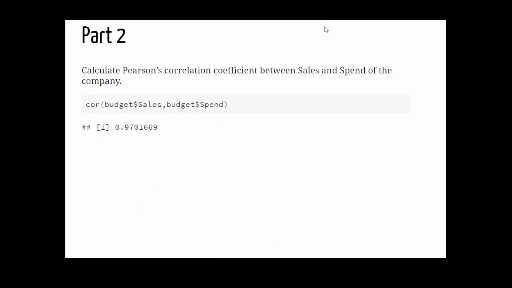Calculate Pearson's correlation coefficient between sales and spend. Okay. So, like we've done, we just select the two variables we want to work with, budget sales and budget spend, and we apply the cor command to that. That's it. That just calculates the correlation coefficient. Here it's 0.97061 and so on.